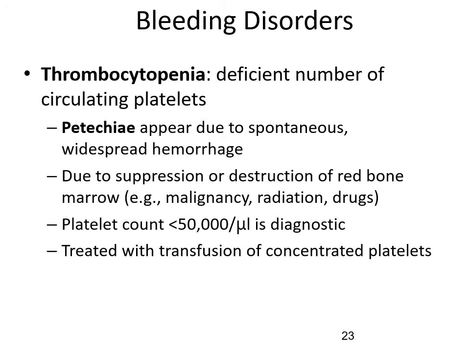And sometimes bleeding disorders are caused by suppression or destruction of red marrow, by radiation, a malignancy, or certain types of drugs. And a platelet count less than 50,000 per microliter is of diagnostic value. And you can treat with transfusion of concentrated platelets.